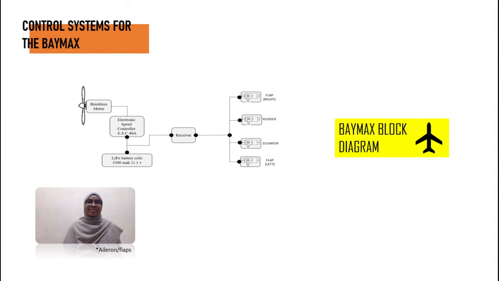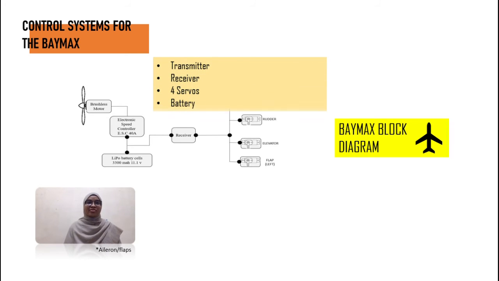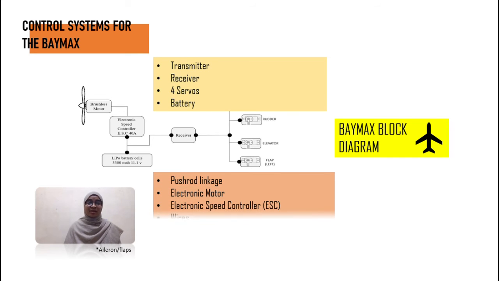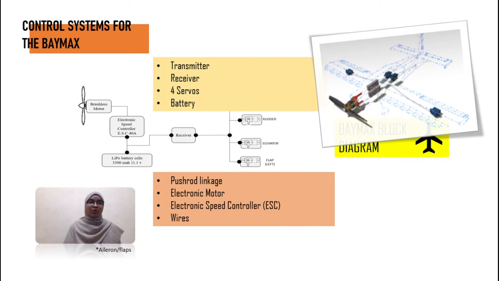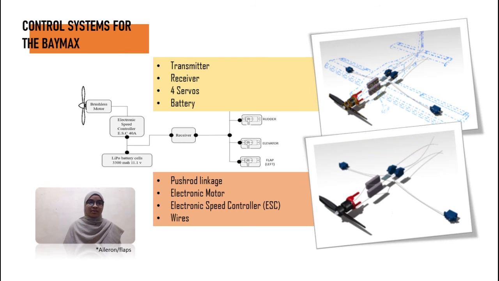So as for the control system, we're going to focus on the electronic parts that have been used in our RC plane. We have used a transmitter, receiver, 4 servos, battery, push rod linkage, electronic motor, electronic speed controller, and also wires. As you can see in the drawing package below is the location of some of the electronic parts that have been used in our RC plane.